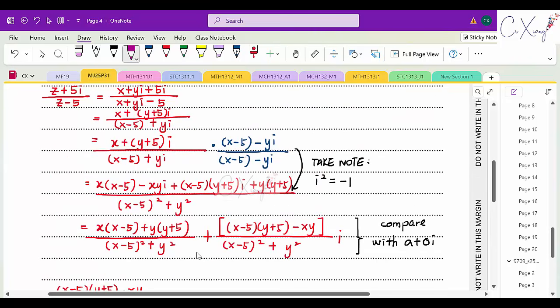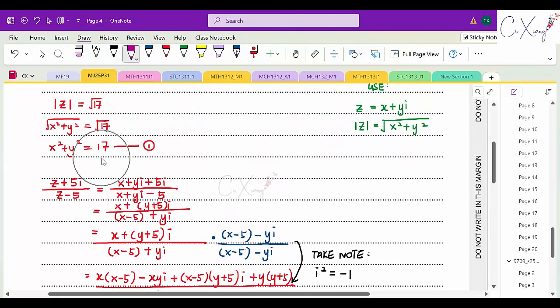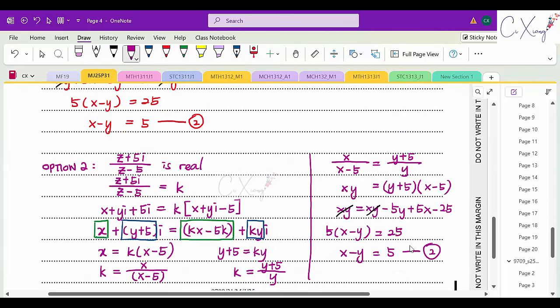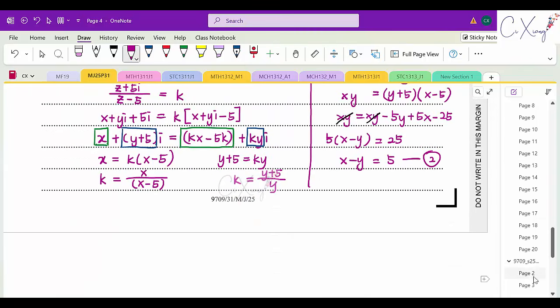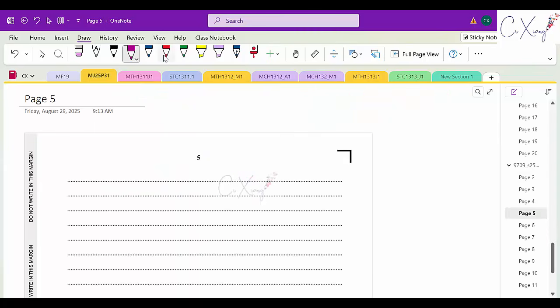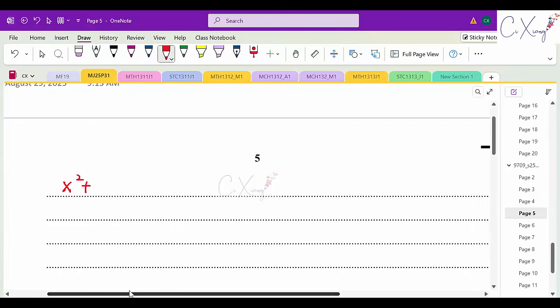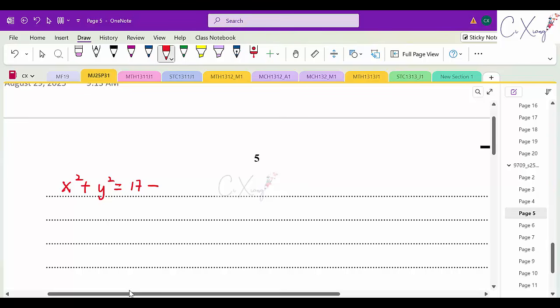So you can see that the equation we get is the same. Okay, so now you already have the two equations here, right? x squared + y squared = 17 and also x - y = 5. So let's continue and try to solve it. So I rewrite my equation again. I have x squared + y squared = 17. This is my first equation. Just now my second equation is x - y = 5, right? So I make x = 5 + y.